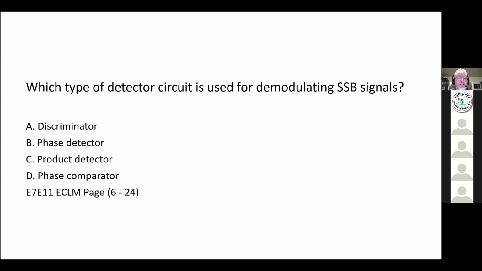What type of detector circuit is used for demodulating single sideband signals? A, a discriminator. B, a phase detector. C, a product detector. Or D, a phase comparator. Charlie is correct, a product detector.